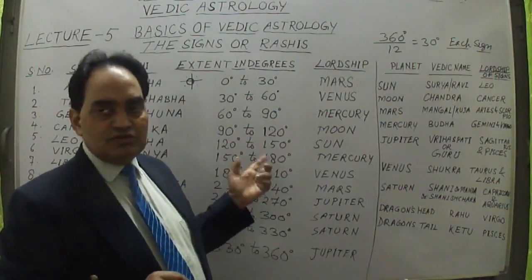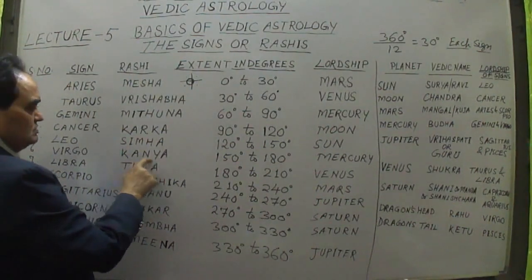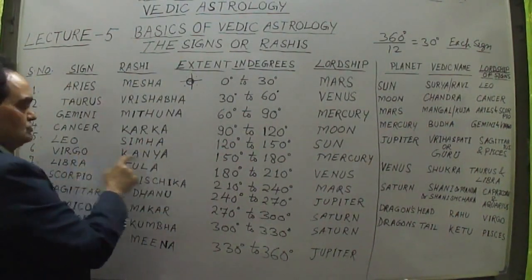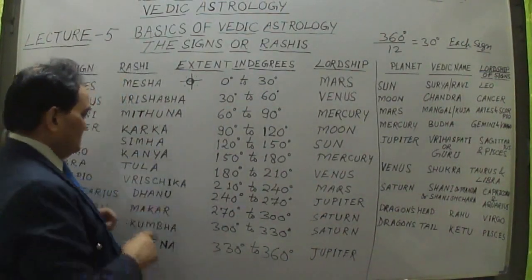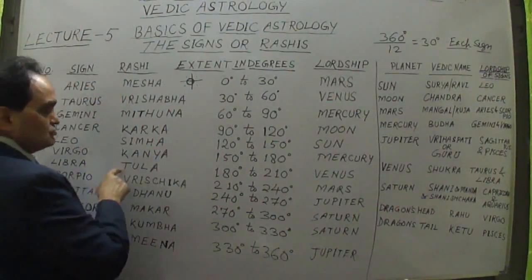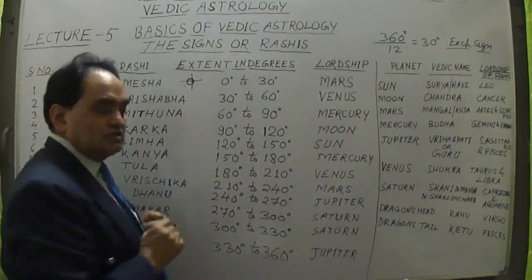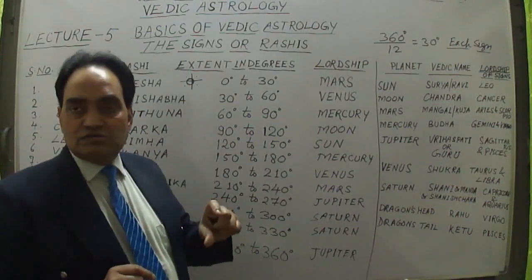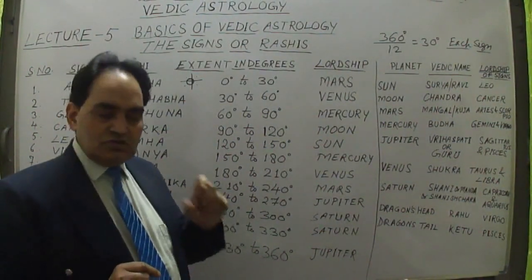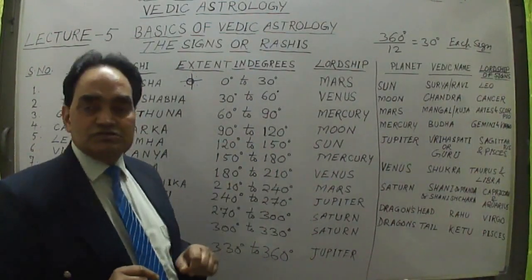Then the sixth one, Virgo sign or Kanya Rashi, is lorded by Mercury again. Then Libra or Tula Rashi is lorded by Venus. So Venus is the lord of the Libra sign, or Tula Rashi. Right? Tula Rashi is lorded by Venus.